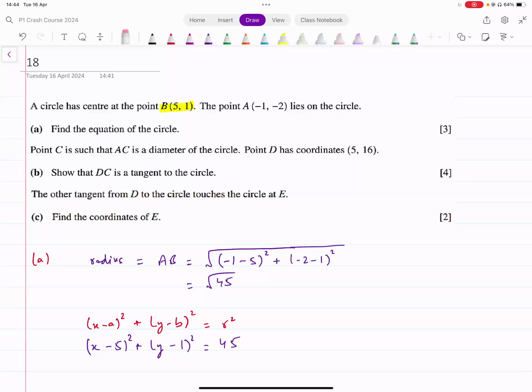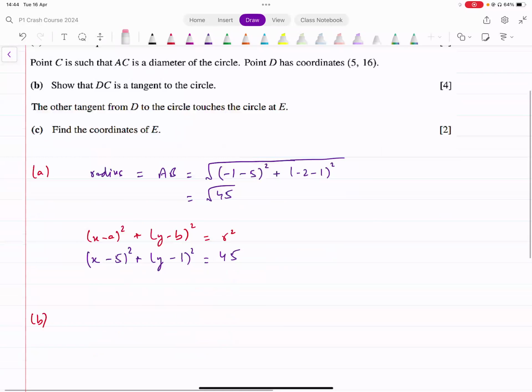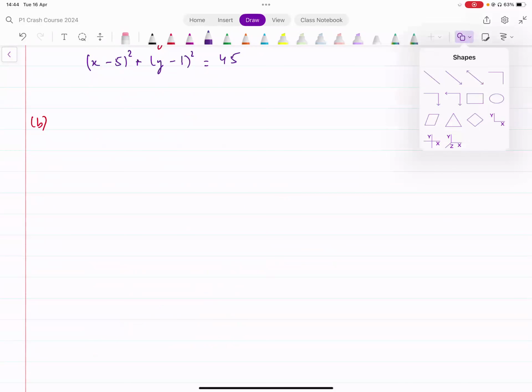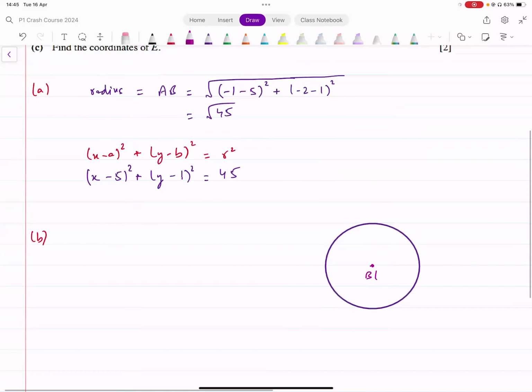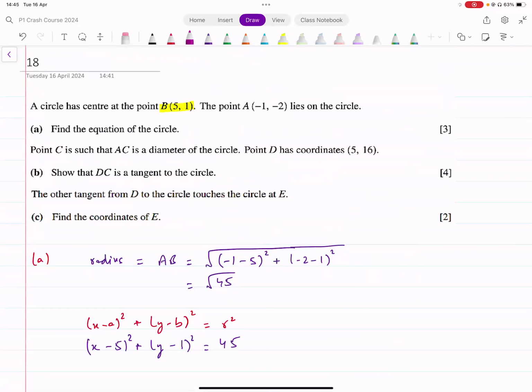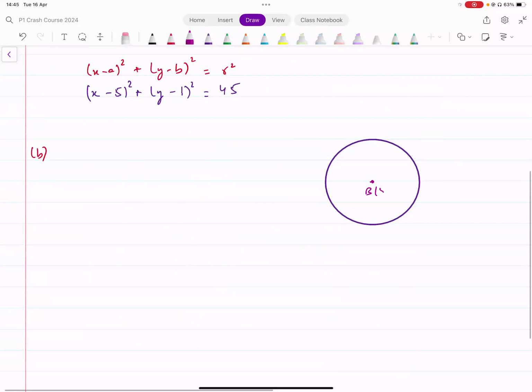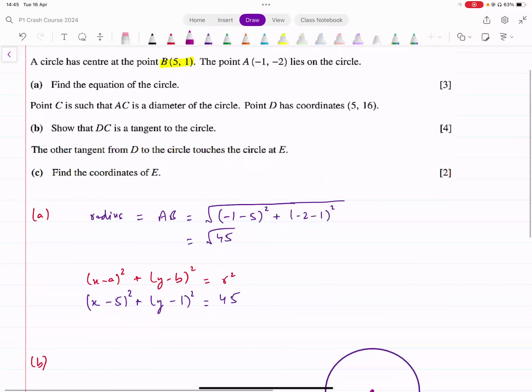Now, it's going to be helpful if you draw a rough sketch of this to understand the situation better. So let's do that. Let's draw a rough diagram to represent this, and that will help you with some thinking. Let's say this is what the circle looks like. Now, the center is going to be somewhere here. We know the coordinates of the center. We know that the center is B, and the coordinates of the center are 5 and 1. So B is 5, 1. Okay, now let's mark the other 2 points as well.